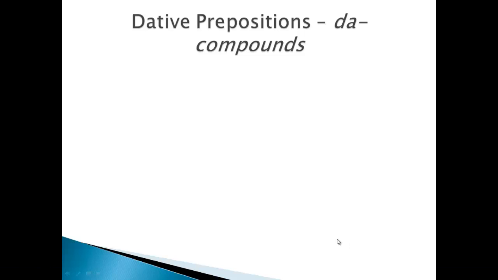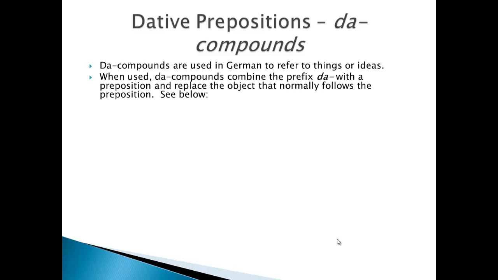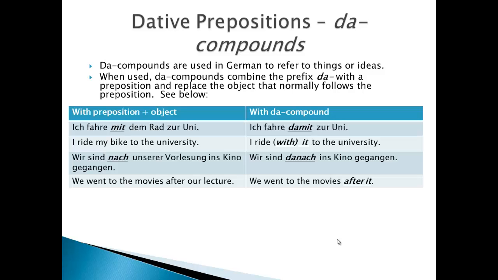Going back to the PowerPoint here, the next topic is going to be the Da compounds. These exercises are actually going to be in your Connect assignment. I've already used examples of these, the Da compounds and also the Wo compounds, you may or may not have noticed. Basically all you're doing is replacing an object with this thing called a Da compound. It's the word da, and you connect it to a preposition. It's very simple.